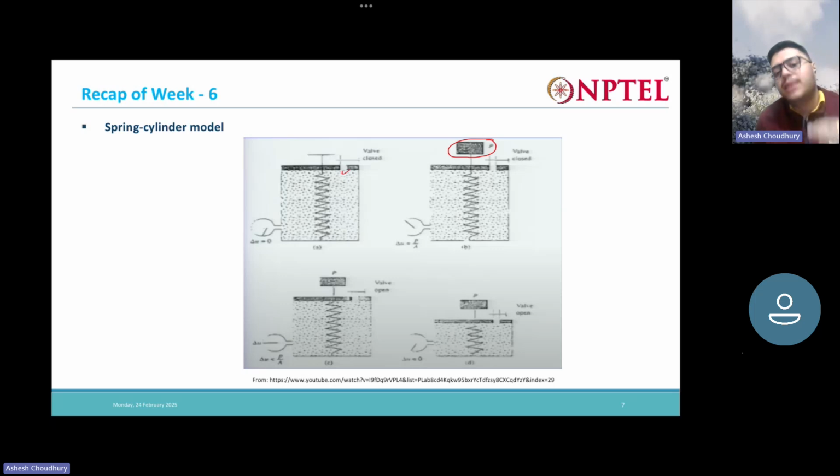As soon as we apply some load to the spring, what is going to happen? This load will get immediately transferred to the, so here you have a piston kind of thing, and then inside you have springs, and then you are applying the load.